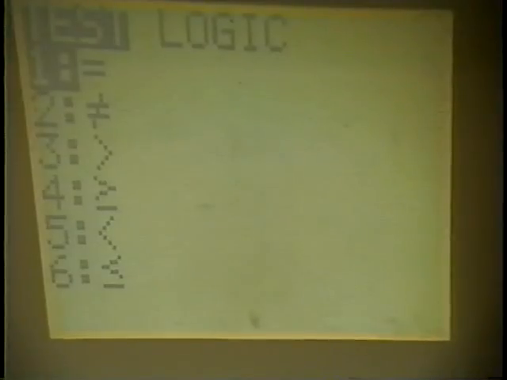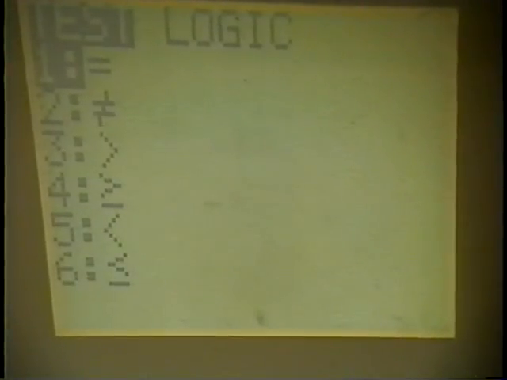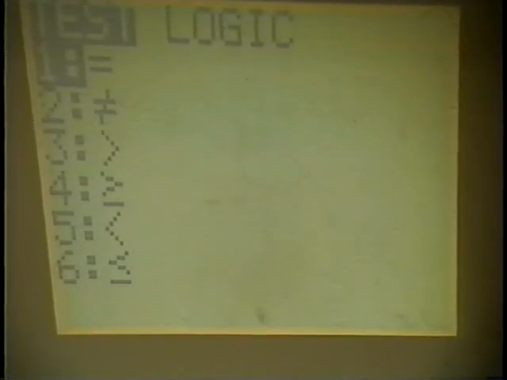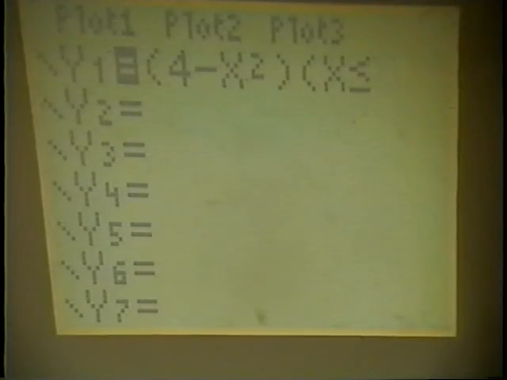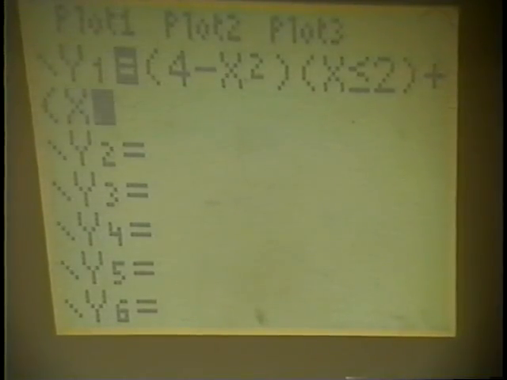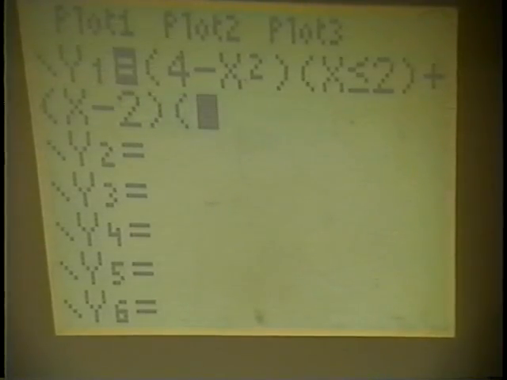It gives me choices. Now what did I want? I wanted less than or equal. Less than or equal is option 6. So I hit the number 6 and it puts in a less than or equal for me. Then the 2, then the right parentheses, then the plus, then left parentheses, x minus 2, right parentheses, left parentheses, x, and now I want greater than 2.